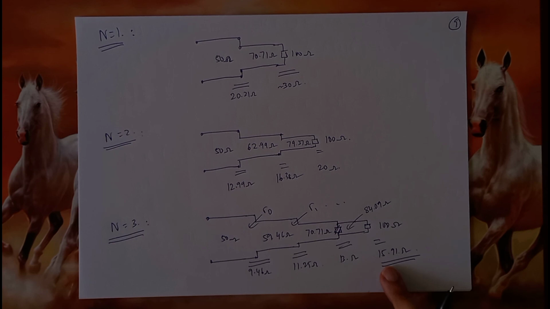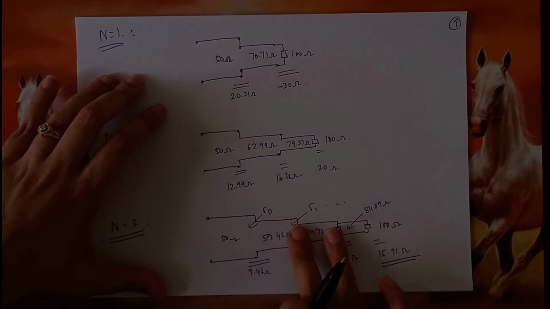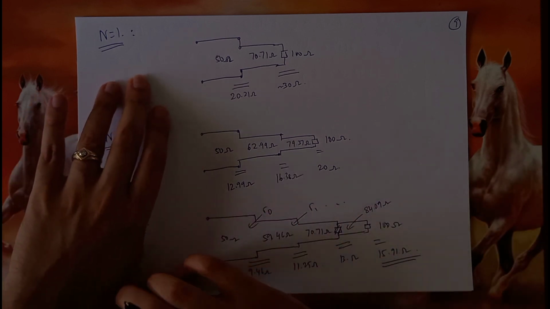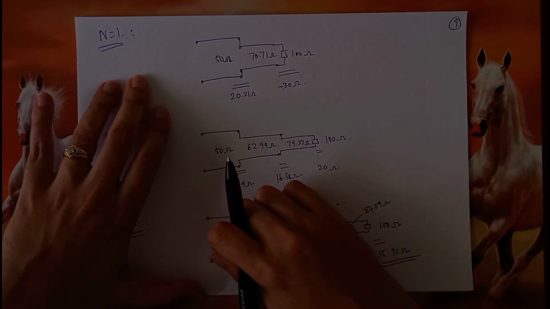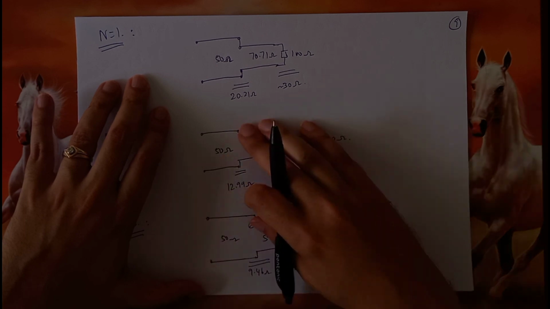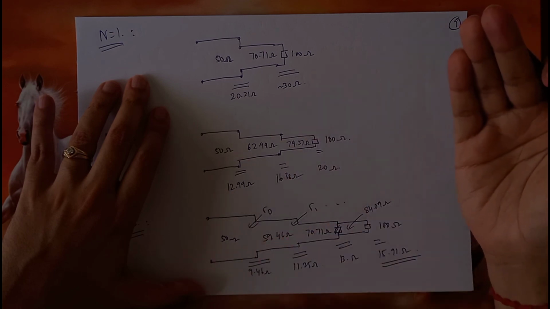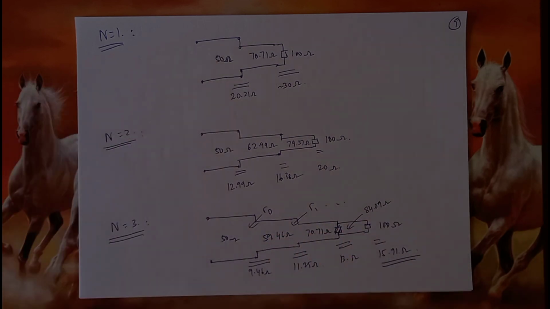The only drawback, as you can see, is that you need to add a large number of sections, each of length lambda by 4, between the main line and the load if you want to get better bandwidth. And that is the sad part, because like in any other engineering problem, nothing in life is free. So if you want to obtain broader matching bandwidth, you have to sacrifice space and resources by adding more and more transmission lines between the main line and the load impedance.